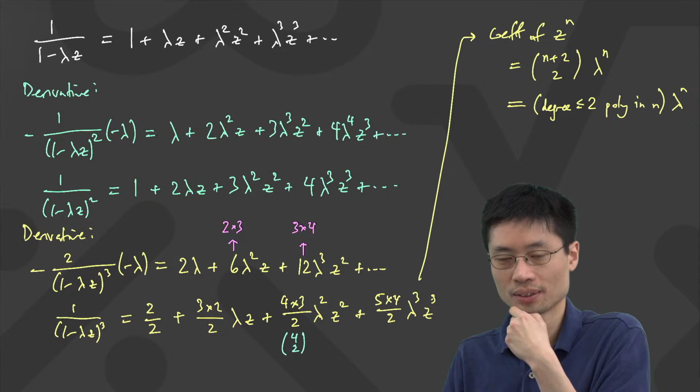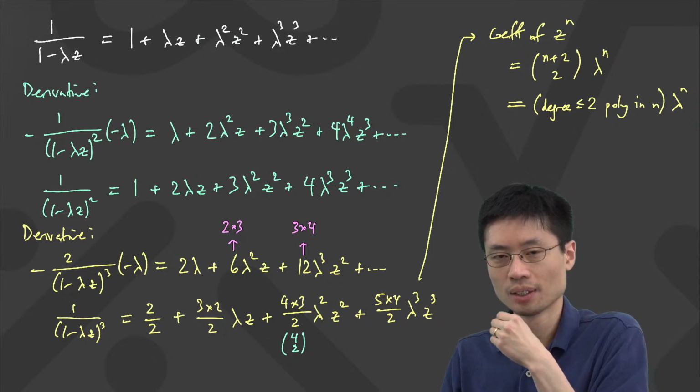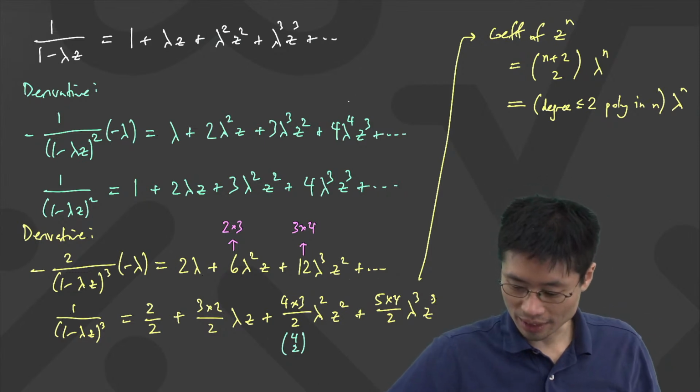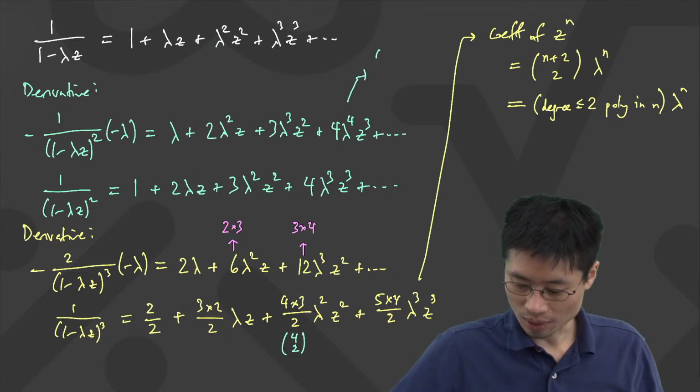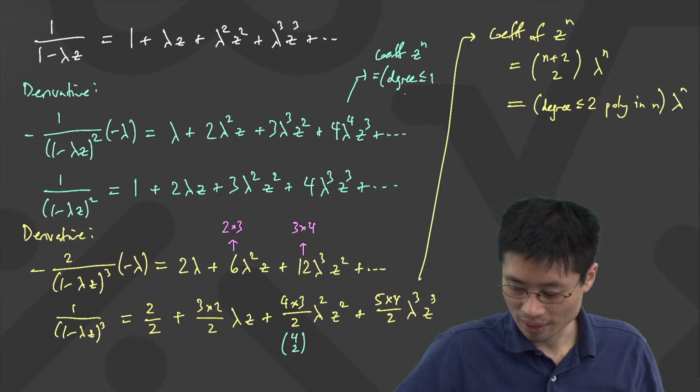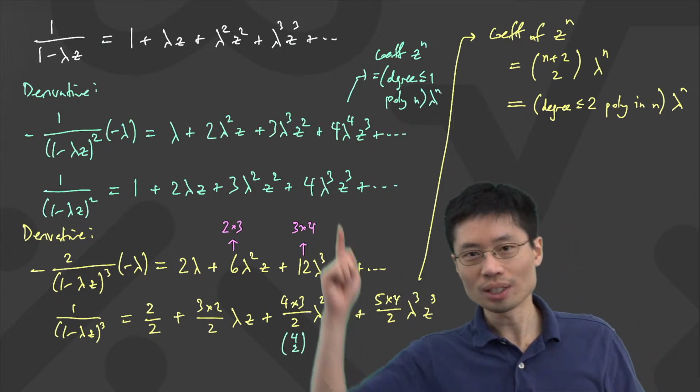Braden? It's some linear expression in n. It's a degree 1 polynomial in n. Okay, so this guy here gives me the coefficient of z to the n is equal to, it's actually a degree 1, but I'll just say less than or equal to 1 polynomial in n times lambda to the n. Well, how about the white thing?